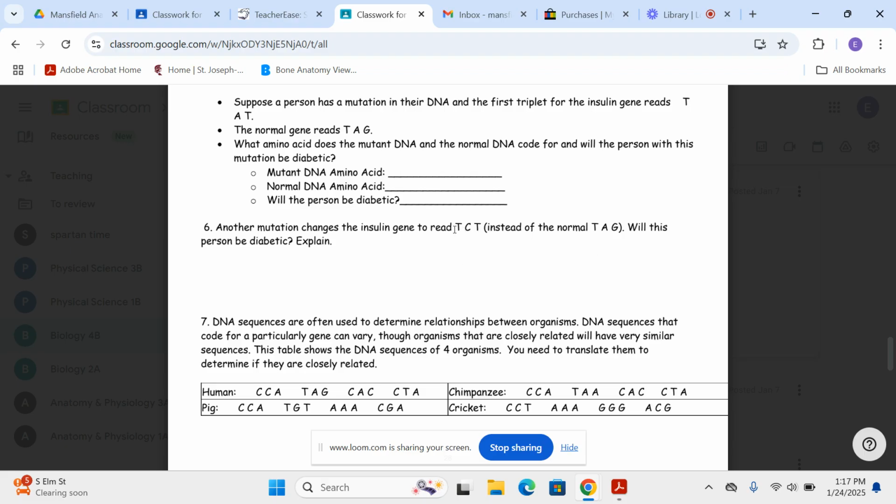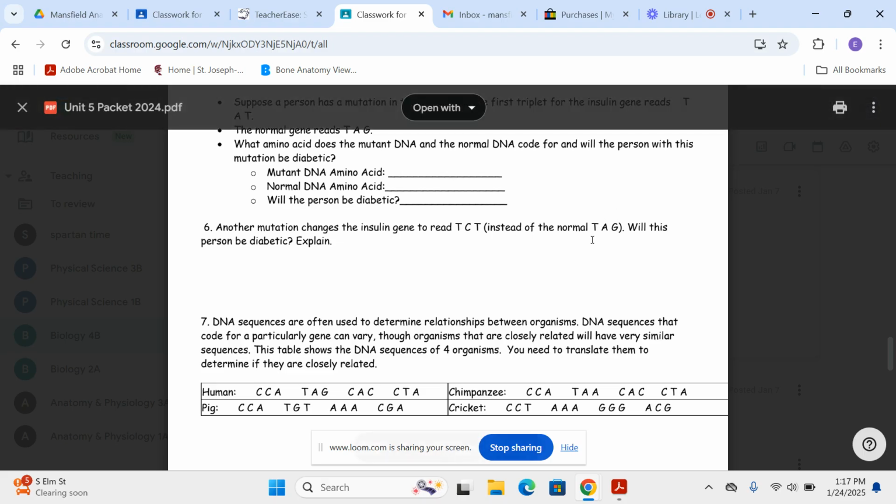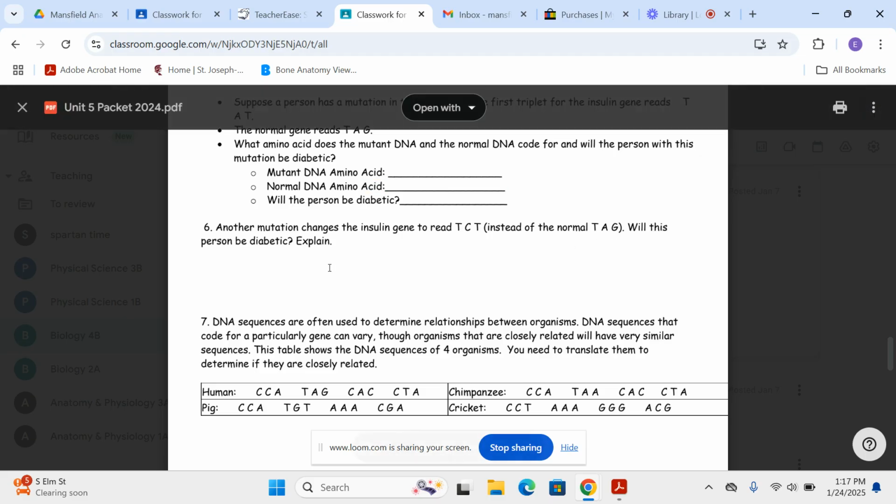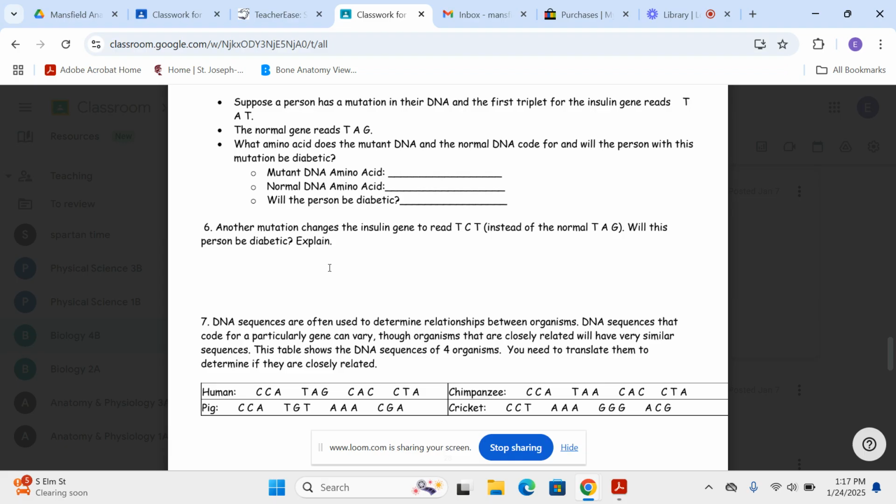But remember, first you take these and turn them into RNA. So TCT would be AGA. So you'll say, what does AGA make? And then you need to look back and say, what did I put down right here for what TAG made? And once again, if they are the same, then we would say the person is not diabetic. If the two amino acids made are different, then we would say they're diabetic.